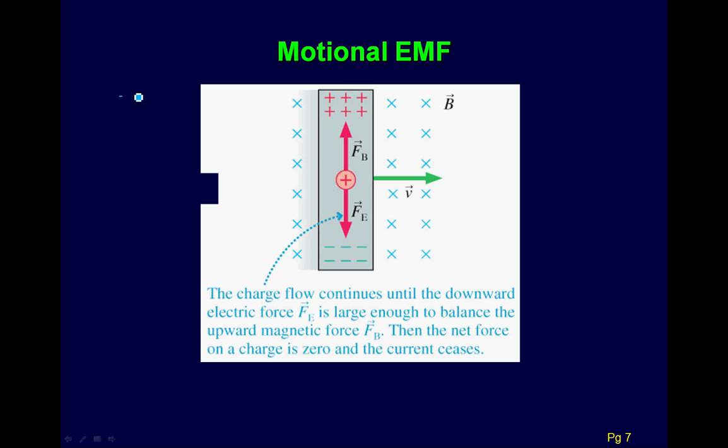Again, I have a bunch of positives up here on one end, a bunch of negatives on the other. There's an electric field pointing this way, so for a positive charge, the force I feel from magnetism is upwards, the force I feel from the electric field is downwards, and these will cancel out, and then the charge will stop flowing.